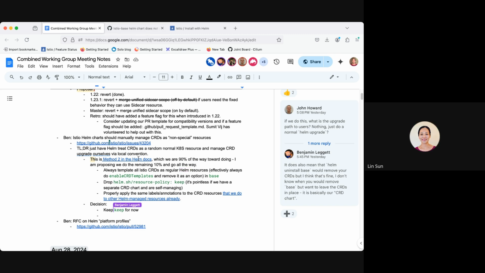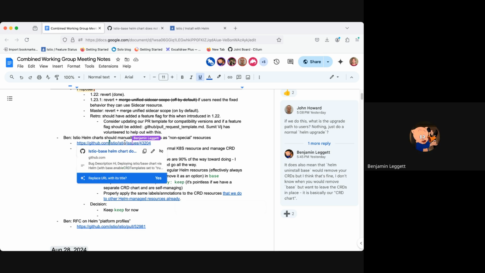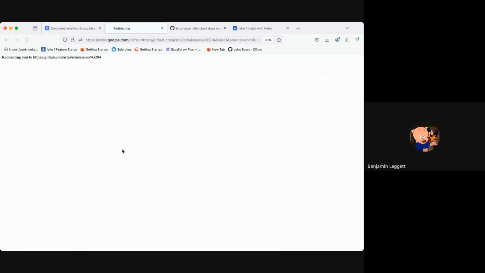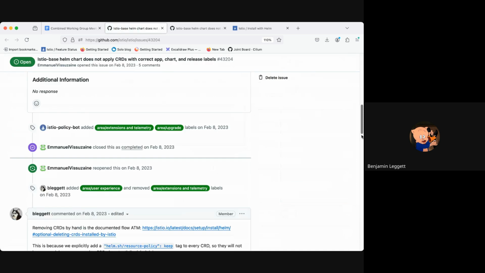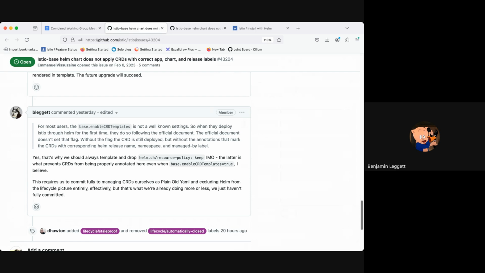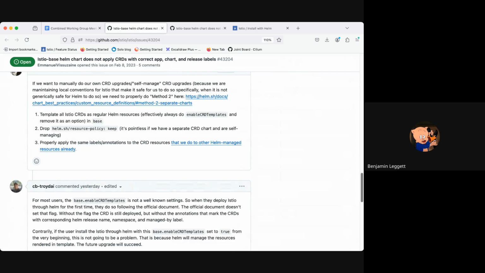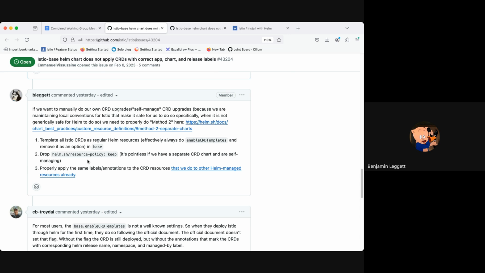That's it. Which issue? The 43204 right here, the one that you reopened. Okay. Yeah, there's a comment in there which details all this stuff. So if anyone objects to doing any of these three things, other than keep, which I think we said we could just leave out for now, so that leaves these two. If you object to any of these two, then you can put it in that PR.